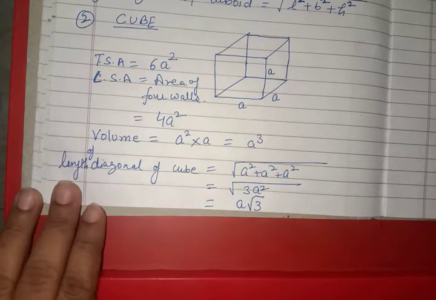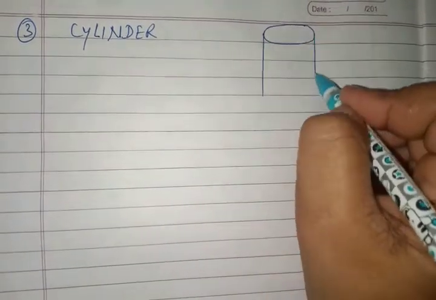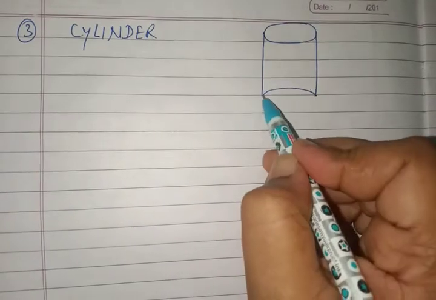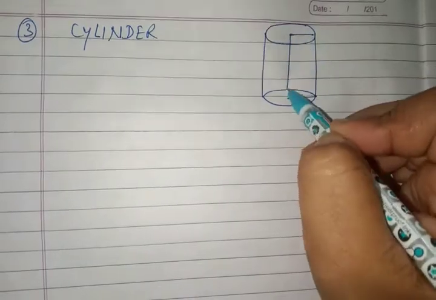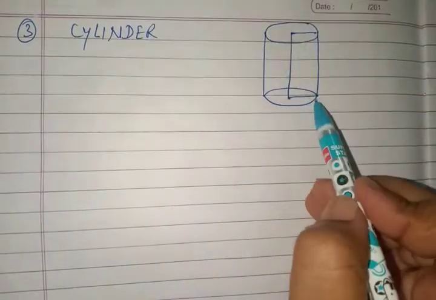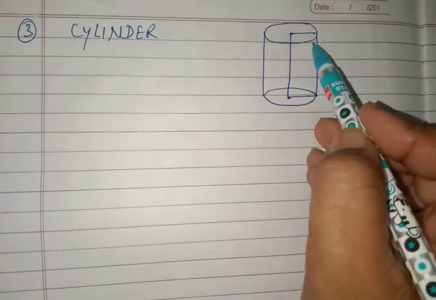The third figure that we'll study here is cylinder. All these figures you have studied in your lower class, in your 8th class. Cylinder is, if we consider this figure, then this is cylinder. How many faces does it have? Cylinder has 3 faces. One is the curved part, other is this base, which is circular, this is top, which is circular.